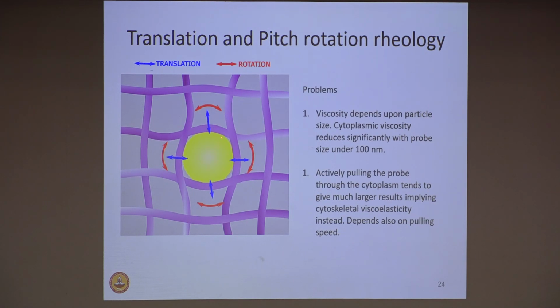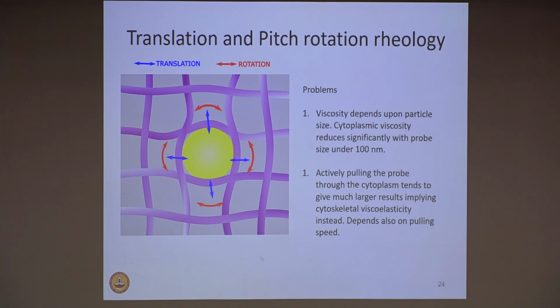So we thought about comparing the translation and the pitch rotation inside the cell. Now, we ran into a problem. If you put in a tracer particle of 5 nanometers, you will see a different rheology, or a different viscosity, than if you put in a tracer particle of 10 nanometers. As you increase the size of the particle, the viscosity changes. You get different results, up to about 100 nanometers, where it becomes constant. So different probe sizes give different results.